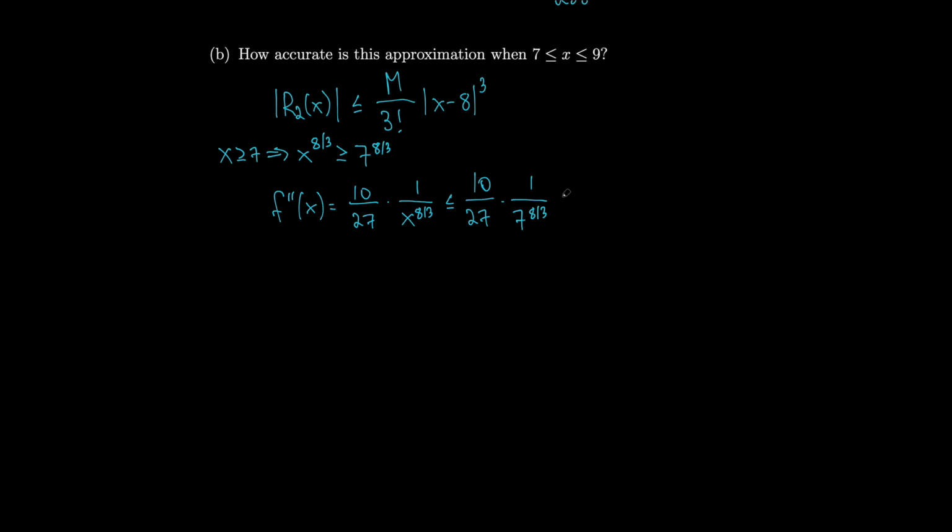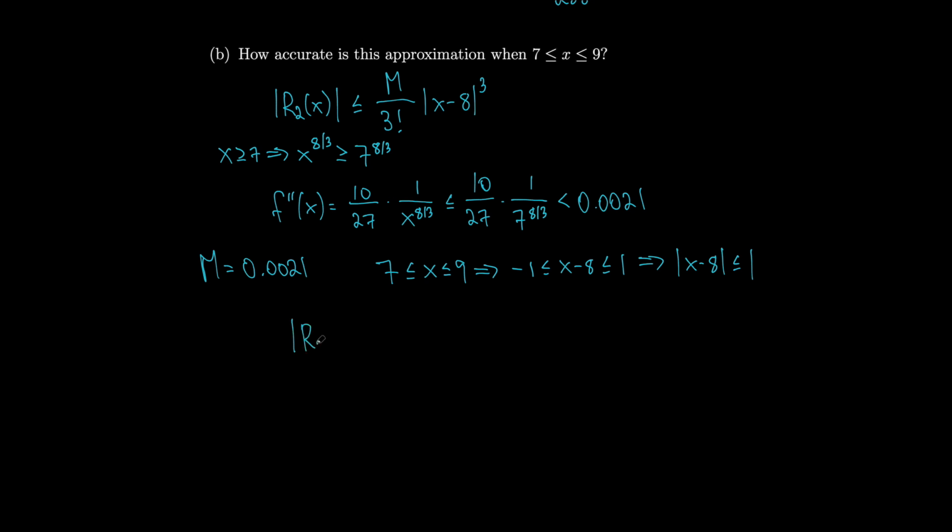So now I know that this is going to be less than 0.0021. So this means that I should choose M to be equal to 0.0021, and now I have an estimate on our second derivative. Let's find an estimate on x minus 8 cubed now with the absolute value. So we know again that x is between 7 and 9, so we can subtract 8 from every side. So we get x minus 8 is between minus 1 and 1. So that means that the absolute value of x minus 8 is less than or equal to 1.